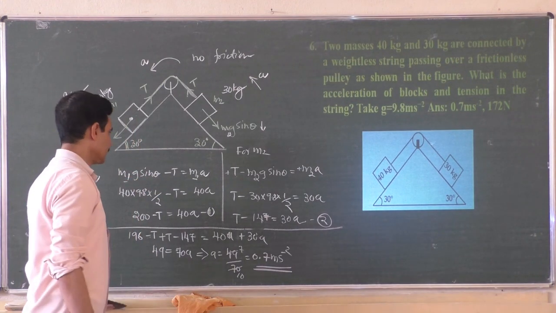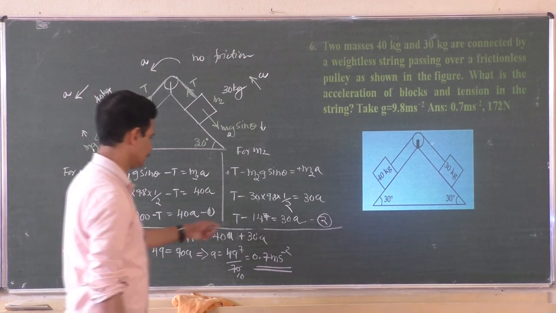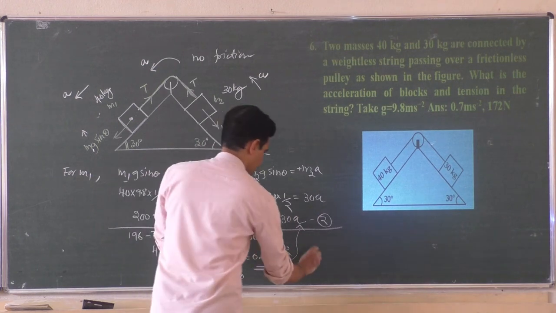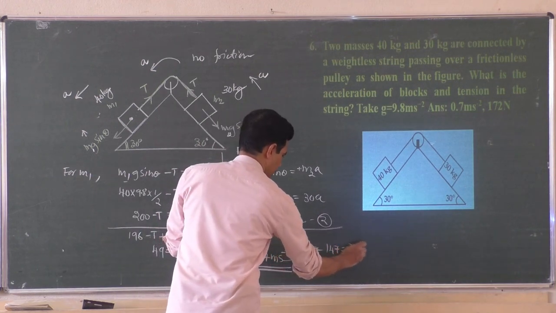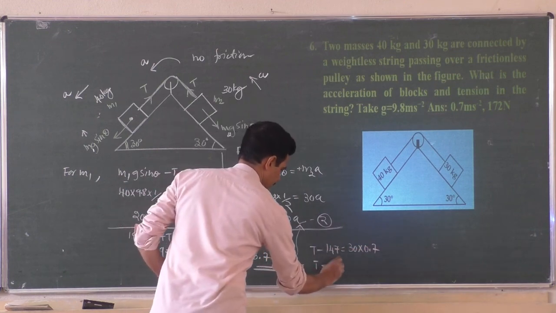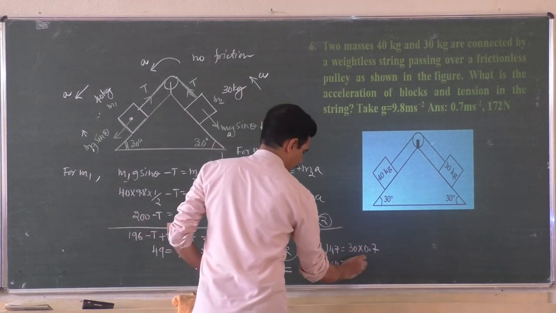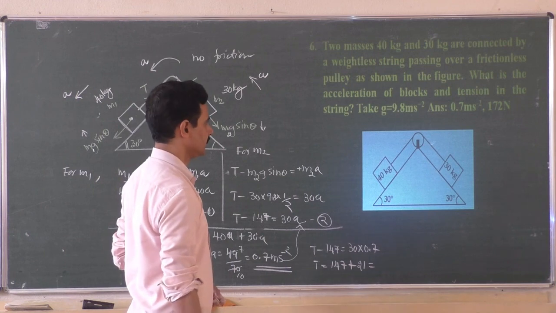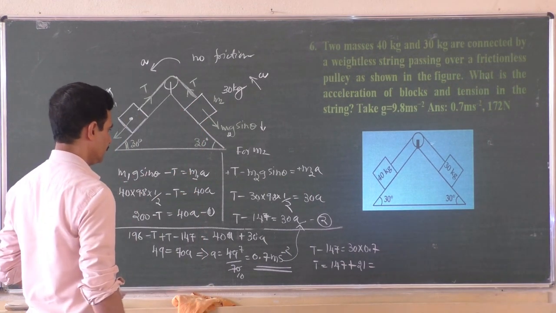What is the tension? Substitute 0.7 in one of the equations, any one equation. Okay, we will substitute 0.7 acceleration here. What you will get? Tension minus 147 is equal to 30 into 0.7. Tension is equal to 147 plus 21, that is equal to 168.